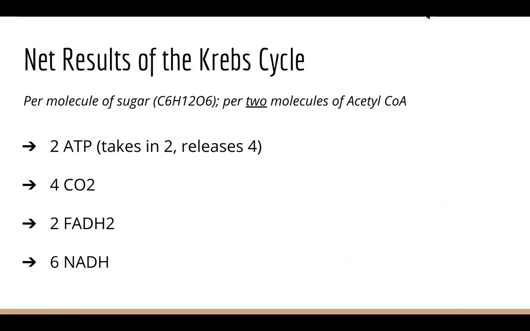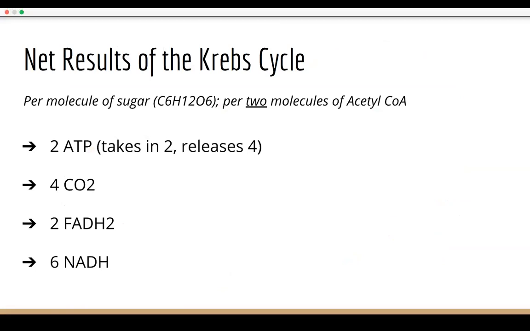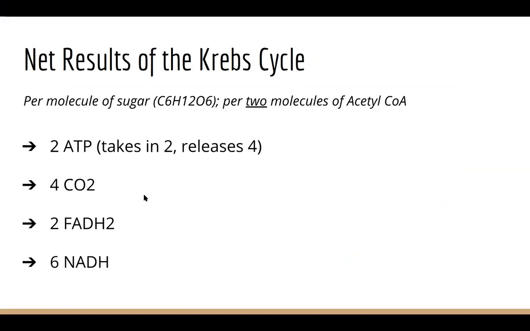Okay. So the net results of the Krebs cycle are 2 ATP, it takes in 2 and releases 4. 4 carbon dioxides, 2 FADH2s, and 6 NADHs.